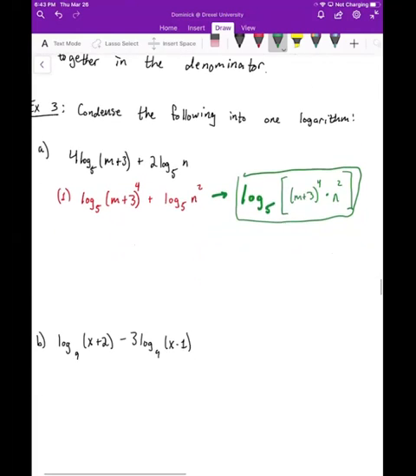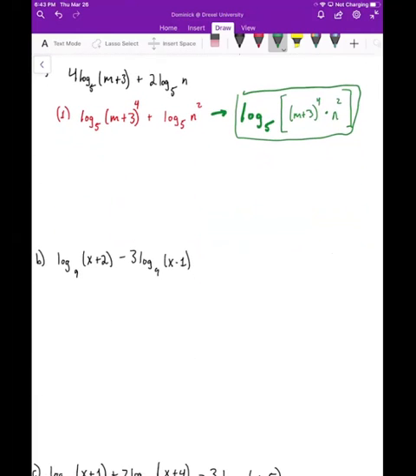All right, now in part B, same idea. The first one doesn't have a power. So this was second here. All right, so the first step: this one doesn't have a power, but of course this one does. So we can take the 3 and make it the exponent of this argument.